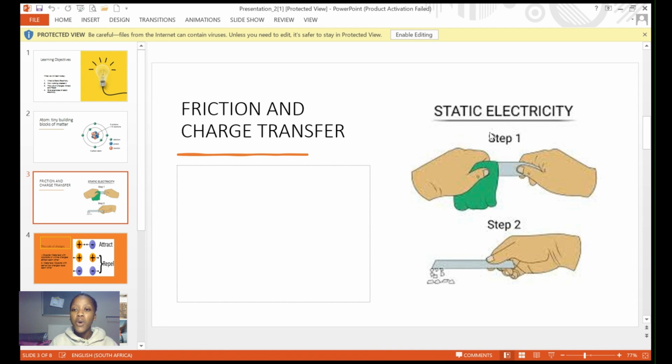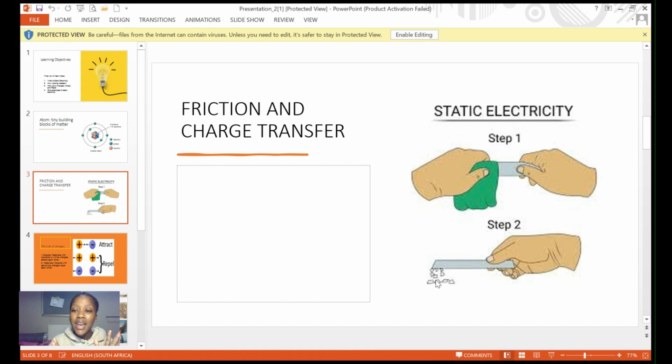That's when it's gonna be what? Negatively charged, because it has gained electrons. Now your cloth has lost electrons, it's gonna be what? Positively charged. And remember, an object that loses electrons is gonna be positively charged, and the one that gains electrons is gonna be what? Negatively charged. And now we're gonna go on to step number two.